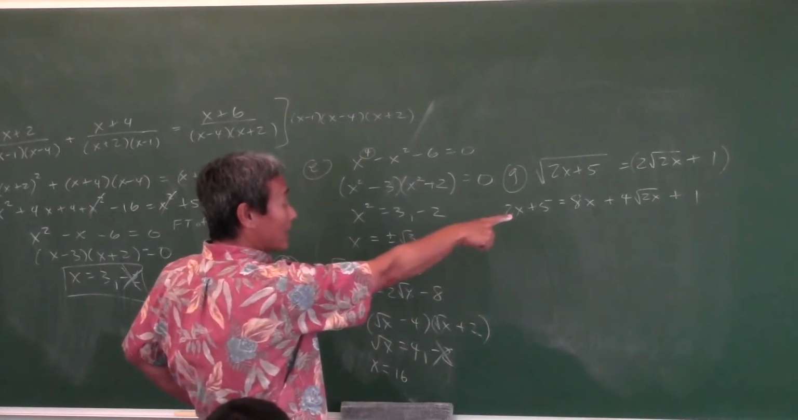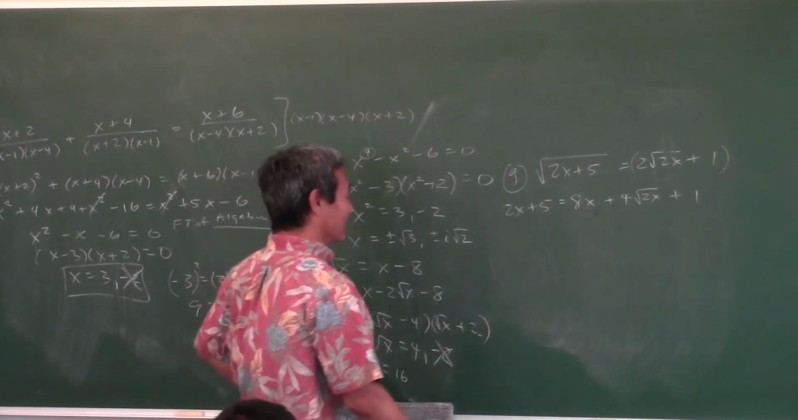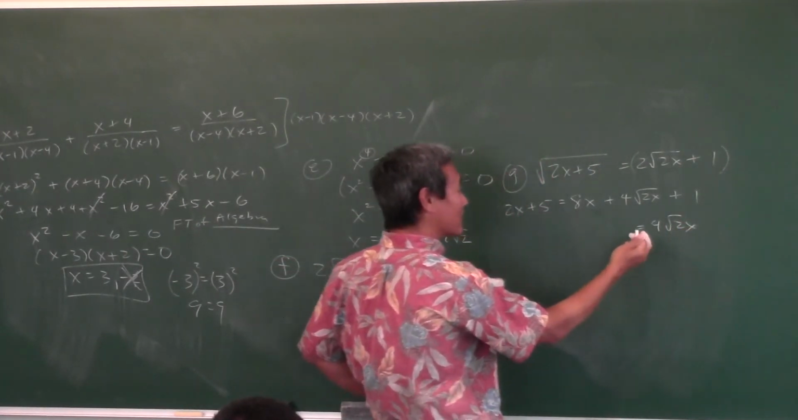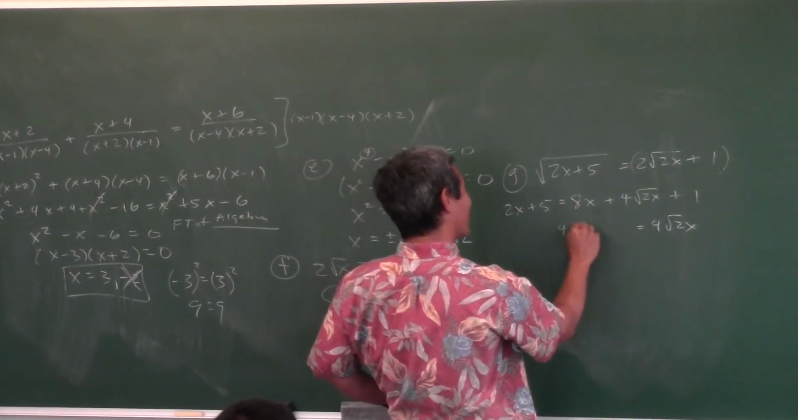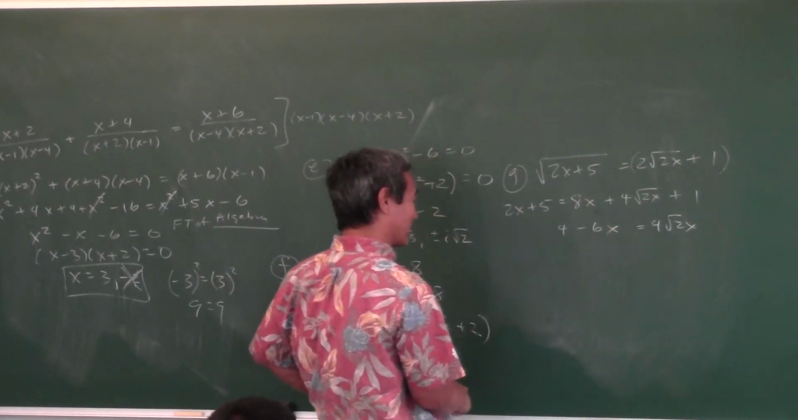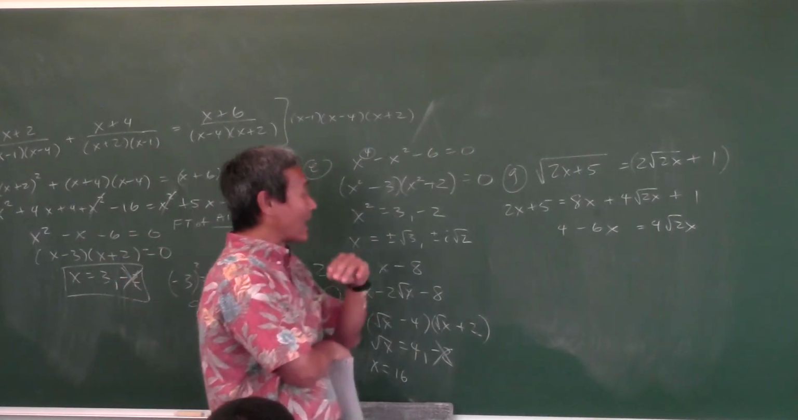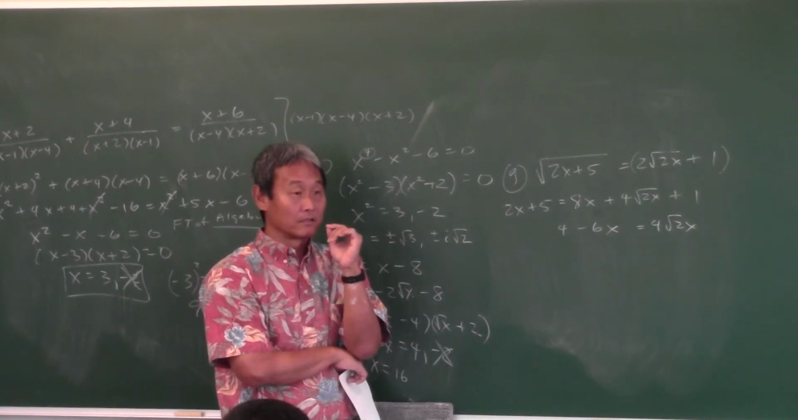Okay, now look, I still have a radical, so what do you do? It rhymes with isolate. You isolate the radical, because there's only one radical now. Bring everything on the left. So if you bring everything on the left, that's going to be 4 minus 6x. Did I do that correctly? Yes, I'm the teacher. And then now what? Square both sides again.